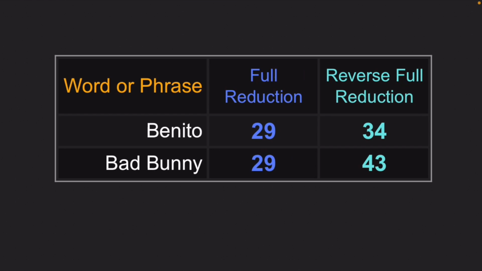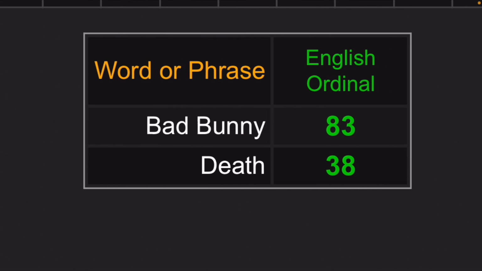Bad Bunny's real name is Benito. And notice how his real name matches up perfectly with Bad Bunny. So that shows that his real name was scripted from the very beginning, which means that he's been a character ever since he was born. You know, every celebrity is scripted from the very beginning. They're created specifically to play a character on the world stage. And then Bad Bunny and Death have the same gematria as well. Bad Bunny equals 83 and Death is 38 in the same cipher.